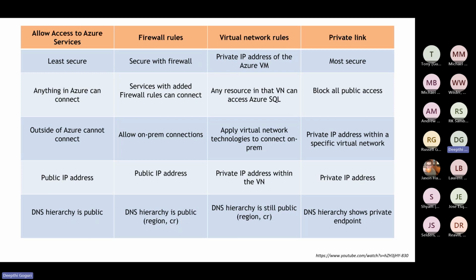But if you use Private Link by creating a private endpoint to your database, anything on-prem or in Azure, any service, has to pass through that private endpoint to connect to your database. It's the most secure one because it will block all of the public access, and the internet will be disconnected completely. And if you do the NS lookup, none of the information we talked about will be shown there. So it is really secure.